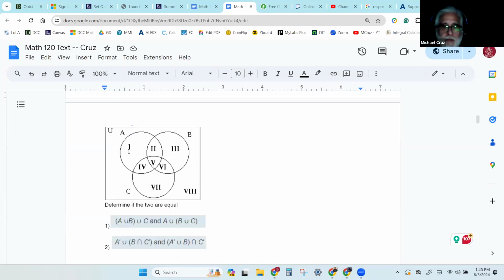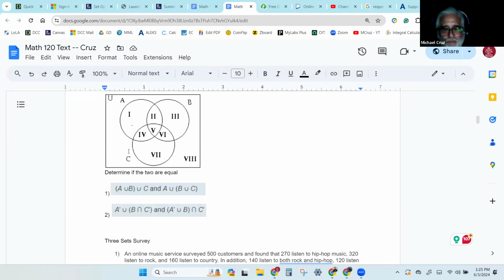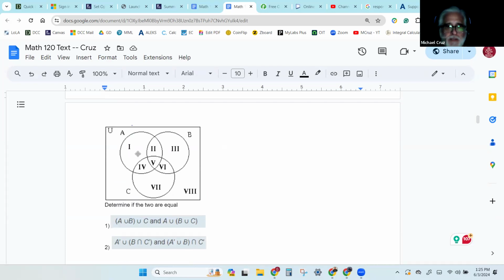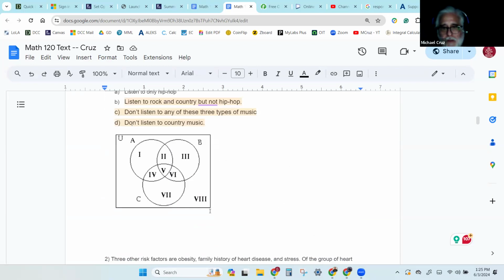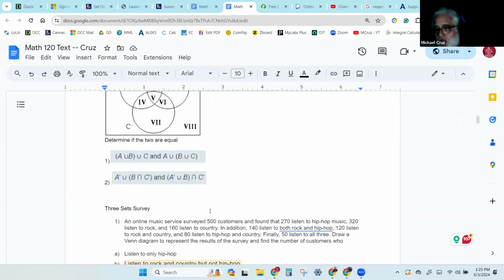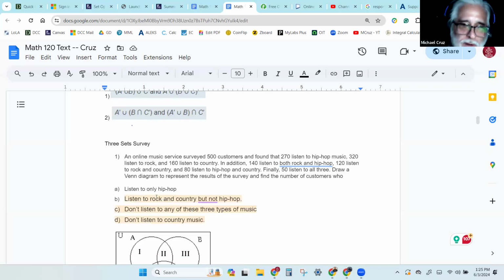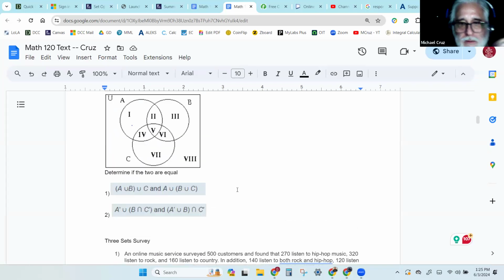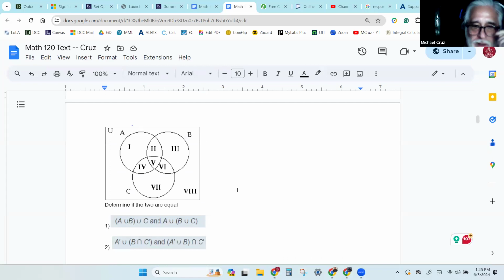All right, so this is the way it works with the 3 sets. Let's see what I can do first. Technically, we don't have to finish until tomorrow. So I may do one of these set operations before we do an actual survey, because we didn't really look at the set operations with 3 yet.